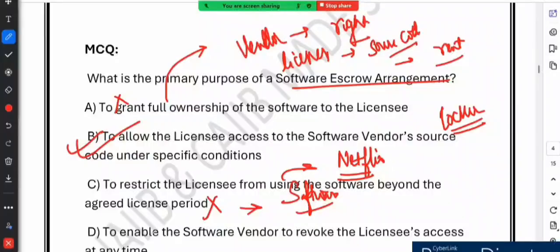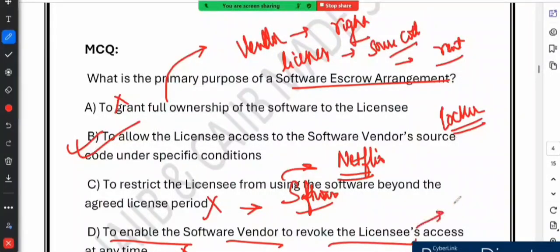to the vendor. Option D, to enable the software vendor to revoke the licensee's access at any time. This is incorrect because software escrow protects the licensee, not the vendor. It always protects the licensee. It ensures that the licensee can continue using the software even if the vendor goes bankrupt or fails to provide support.